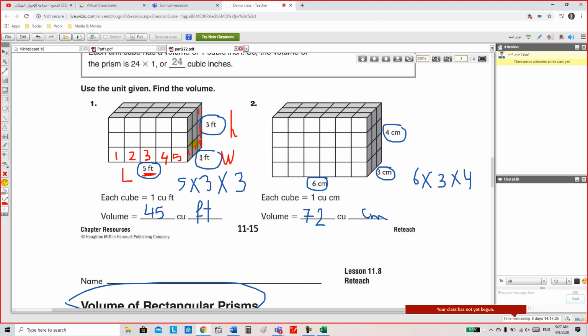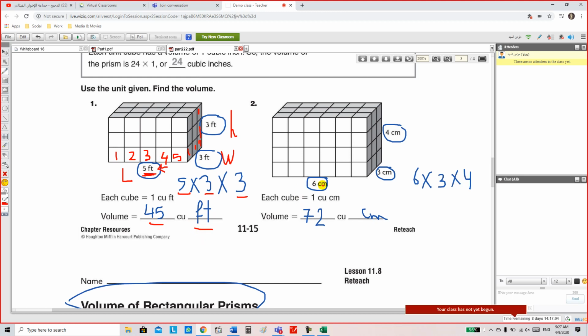So what we're going to do here, if you want to get the volume, you have to multiply the 3 dimensions by each other. So it will be 5 multiplied by 3 multiplied by 3. It will be 45 cubic feet because we are using feet here. So you have to use cubic feet to get the volume.